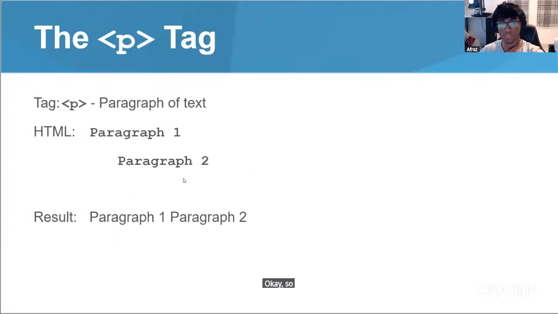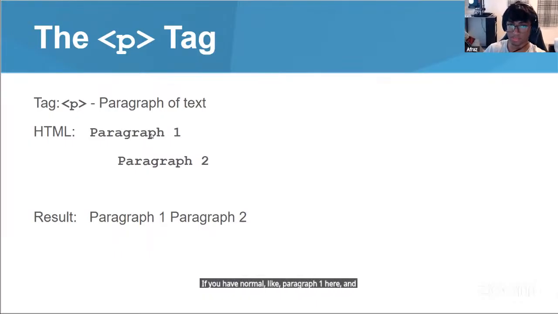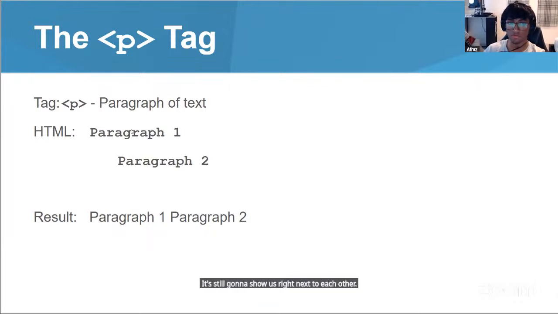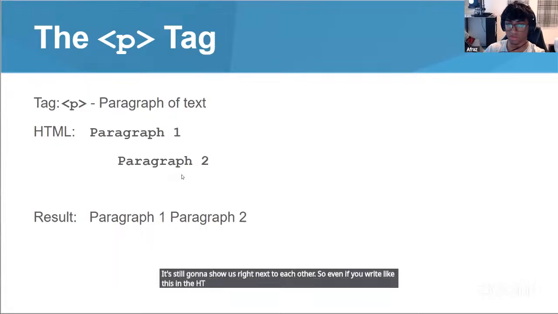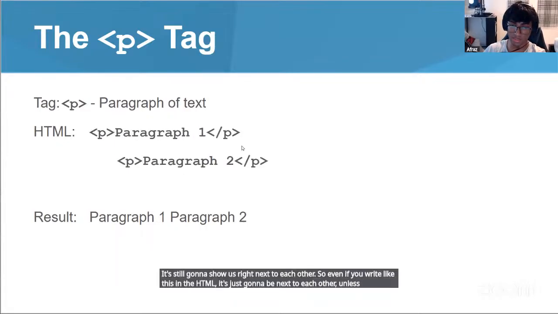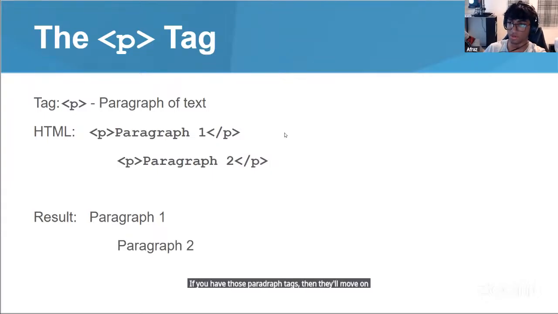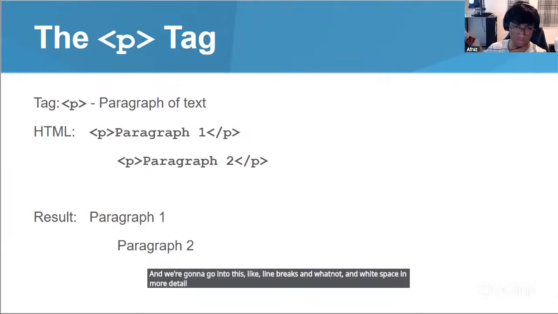Okay, so if you just have normal HTML like this, with paragraph one here and then paragraph two on the next line, it's still going to show right next to each other. Even if you write like this in the HTML, it's just going to be next to each other unless you have those paragraph tags. If you have those paragraph tags, then they'll move on to the next line. We're going to go into line breaks and white space in more detail in these slides.